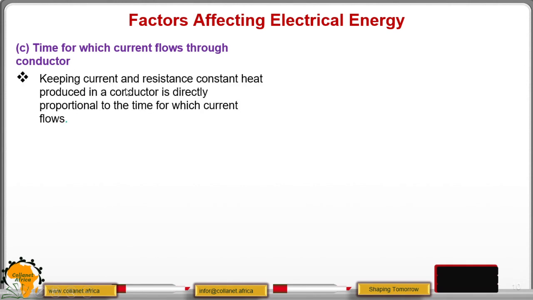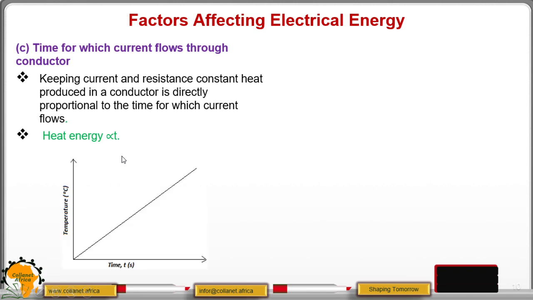If you keep the current and the resistance constant, and now you increase time, you will find that the heat energy produced in a conductor is directly proportional to the time. In other words, make sure that the current and the resistance are constant. So mathematically, heat energy is directly proportional to the time. And when you plot a graph of temperature against time, again, it will be a straight line through the origin.